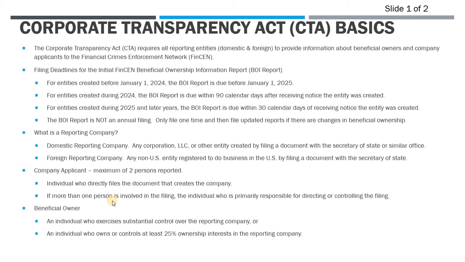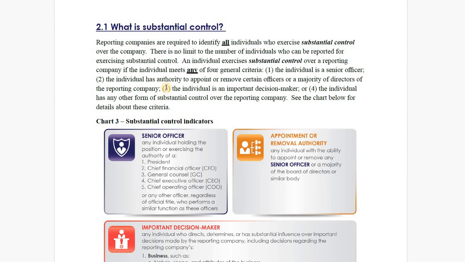The substantial control test is way more vague, right? If we look at some of the guidance that they publish on what is substantial control, reporting companies have to disclose all individuals who have substantial control over the company, and there's no limit to the number of individuals who can be reported.